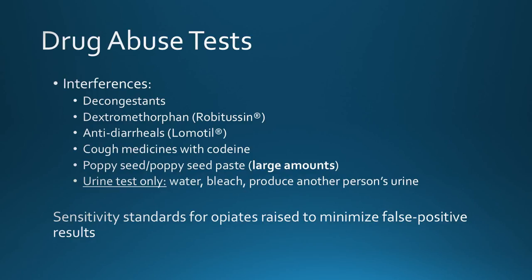For the urine test only, there are more interferences that a person being tested could use. They could add water to try and dilute the urine so that the test can't produce a detectable level. They can also use bleach to try and skew the test, or produce another person's urine. So if you ever recommend a urine sample, the person performing it should immediately test the temperature once they're given that urine sample, and it should be between 90 and 100 degrees Fahrenheit.